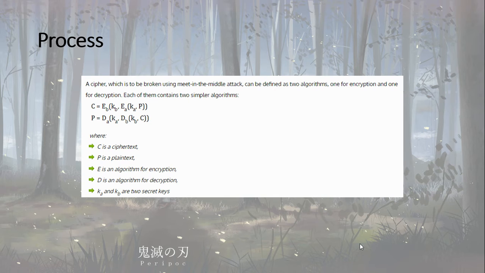For the process, as we see at the picture, a cipher which is to be broken using meet-in-the-middle attack can be defined as two algorithms, one for encryption and one for decryption. Each one of them contains two simple algorithms like this as we see, where C is a ciphertext, P is a plaintext, E is an algorithm for encryption, D is an algorithm for decryption, K_A and K_B are two secret keys.